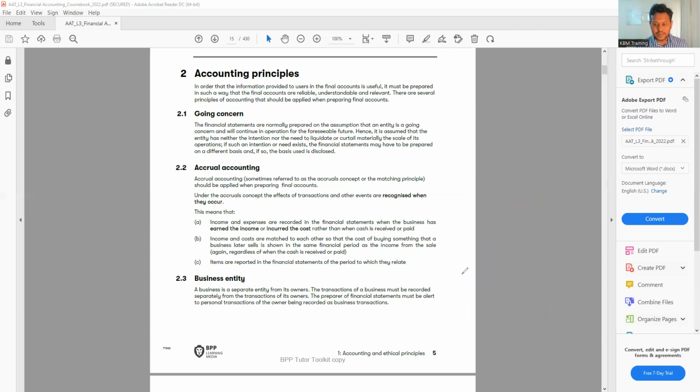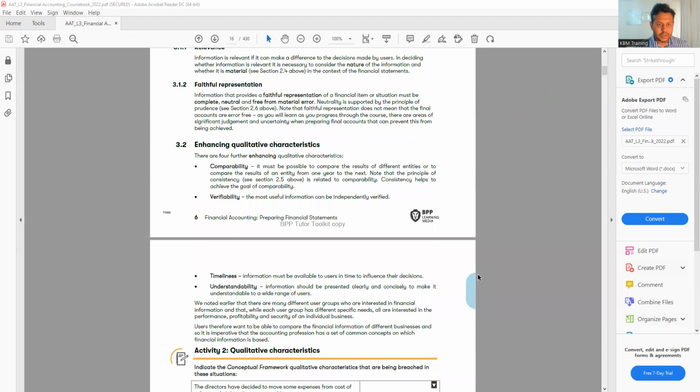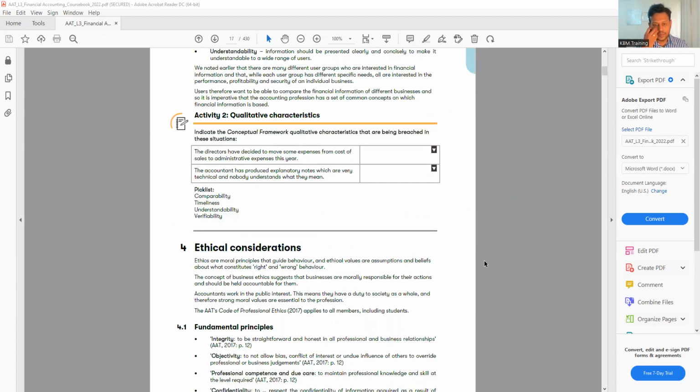All right, let's move to the next one. Then we have some other things, which are not very important. You can read them in your homework time. And let's try one more activity here, activity two. Let's try that.